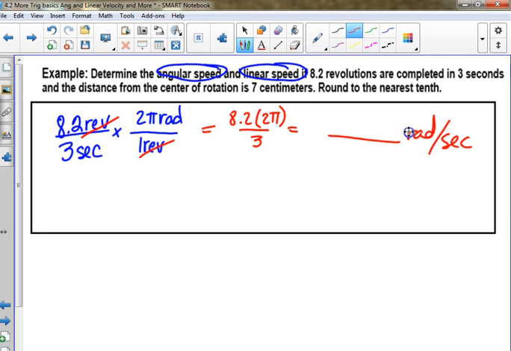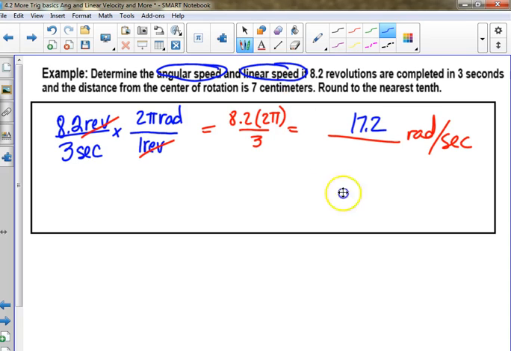8.2 times 2 pi divided by 3. I got 17.2. Anybody else getting that? It says round to the nearest 10? Yes? No? Okay. Is that what they have down on the paper? Okay. And then it wants also the linear speed.